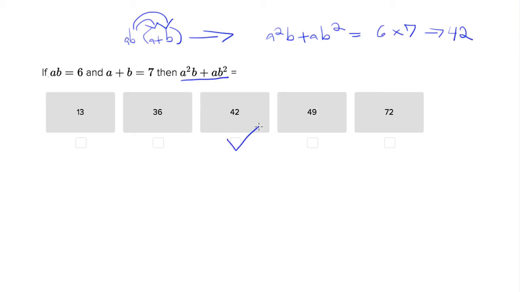So just remember, don't get intimidated by these questions and just look for connections. So I saw this connection that this A squared B plus AB squared was really similar to these two. And then you can probably figure it out. They're just trying to trick you.